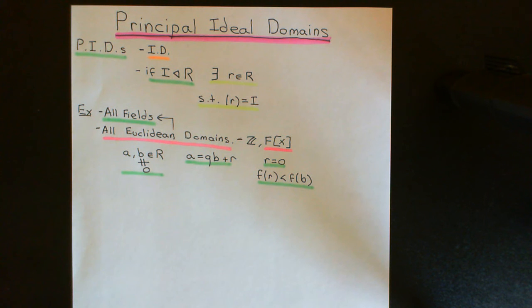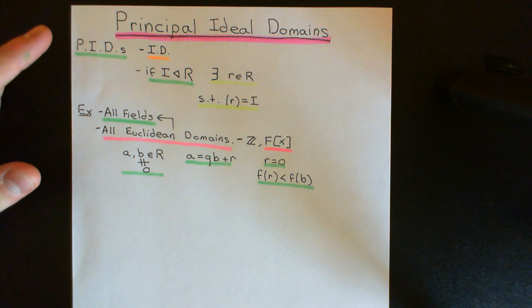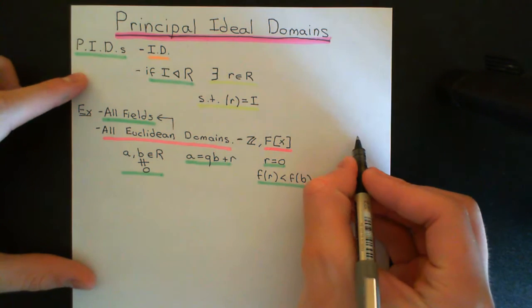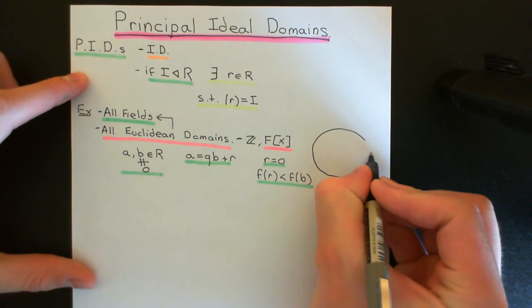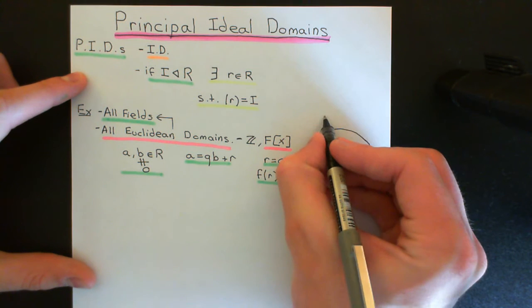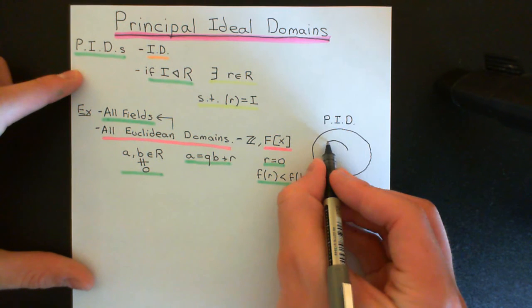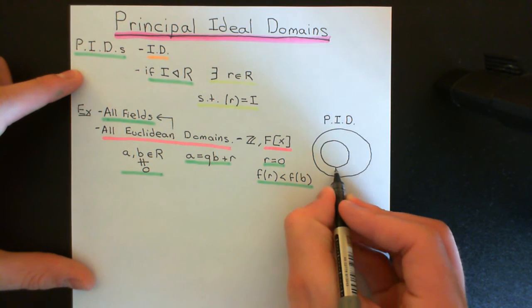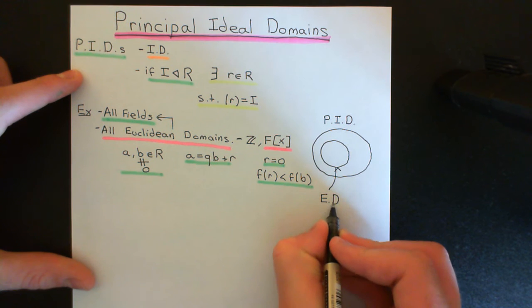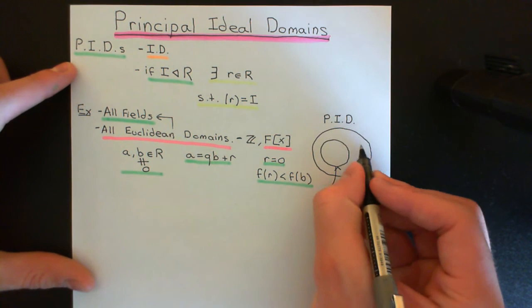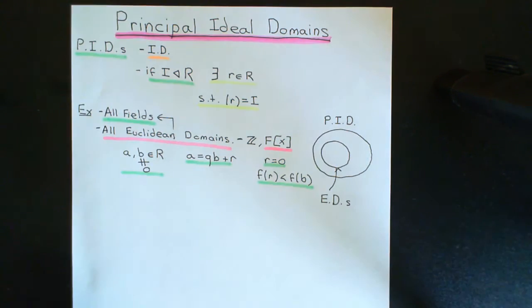Okay, so the question now arises, if we know that all Euclidean domains are principal ideal domains, is it also the case that all principal ideal domains are Euclidean domains? I'm going to state this result without proof, but it is not the case. Okay, so drawing a picture basically, if this blob here, if this set here represents the set of all principal ideal domains, then a sub-portion of that is the Euclidean domains. So I'll just represent these by EDs here. Okay, so all the Euclidean domains are principal ideal domains, but there are principal ideal domains that are not Euclidean domains.